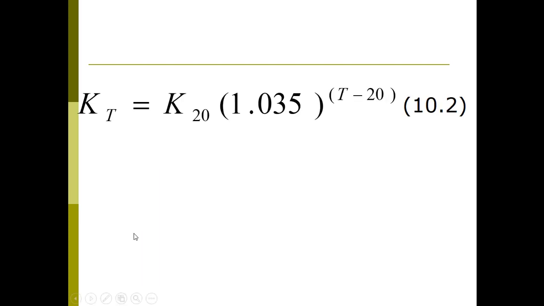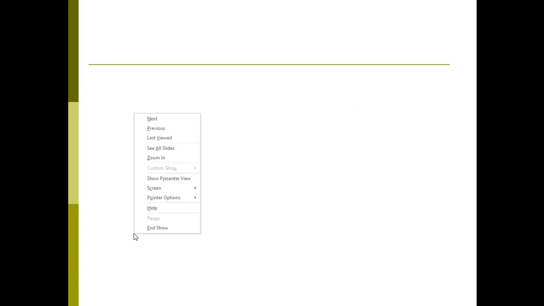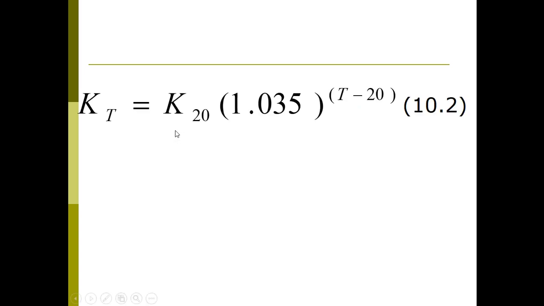And this is an adjustment for the K according to the temperature: KT equals K20 times 1.035 to the power T minus 20.